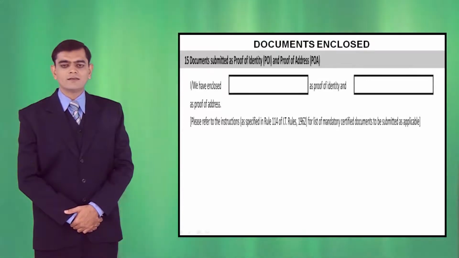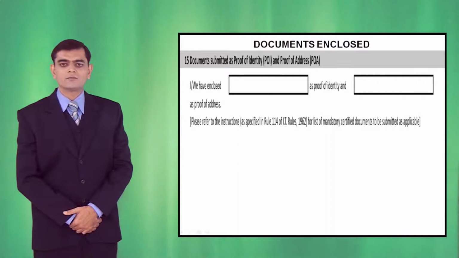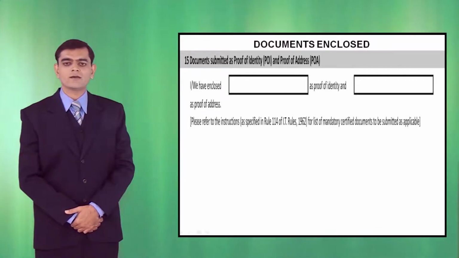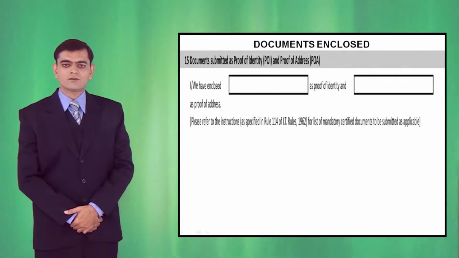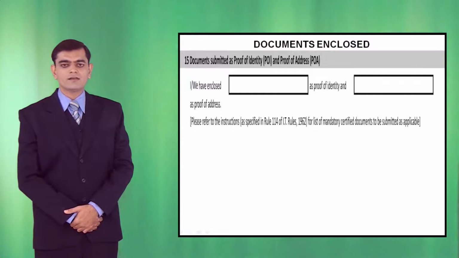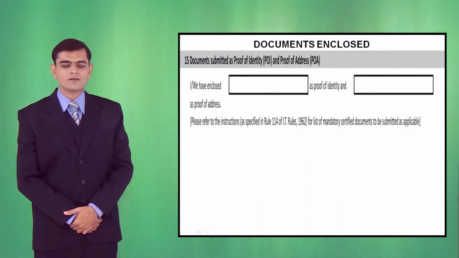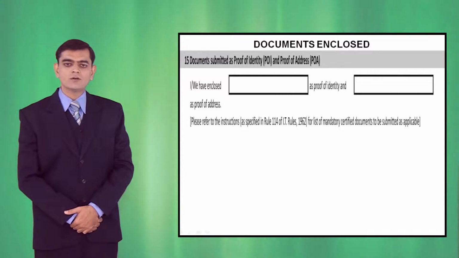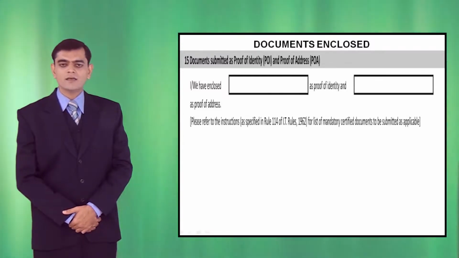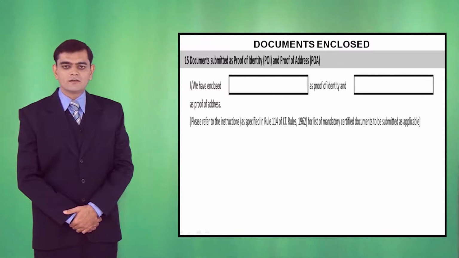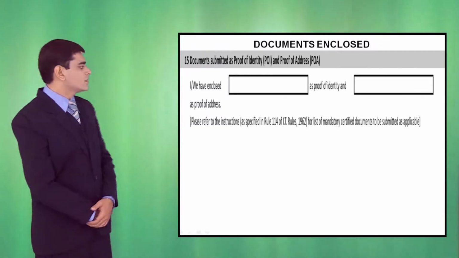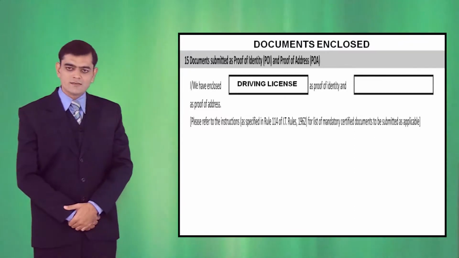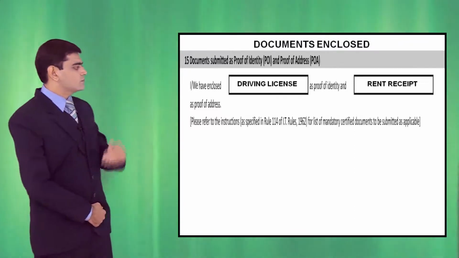If the applicant is represented by any other person, that is, if the assessee is represented by a representative assessee, then the proof of identity and proof of address of the applicant as well as the proof of identity and proof of address of the representative assessee should also be enclosed with the application form. In our case, we assume that the proof of identity is driving license and the proof of address is rent receipt. Therefore, we will write down driving license as proof of identity and rent receipt as proof of address.